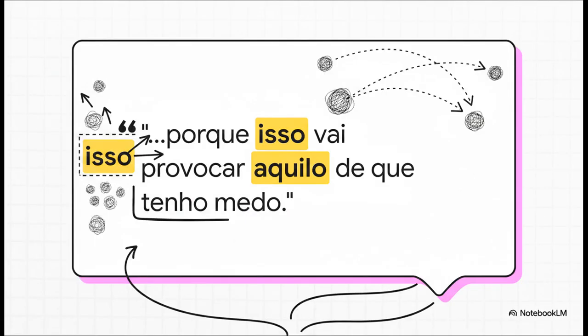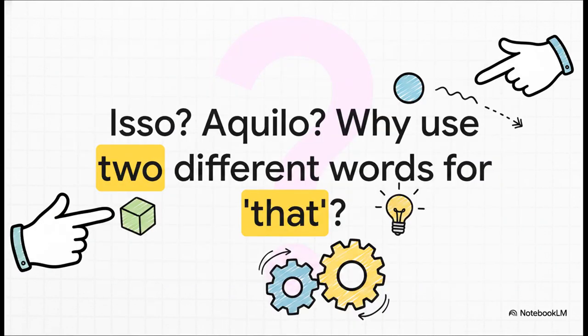So, get a load of this sentence. In English, it's pretty straightforward: that will cause that. But in Portuguese, we have "isso vai provocar aquilo." That's two totally different words for "that," right next to each other. Now, you might think that's a mistake, but no, it's actually a clue to a much deeper and, honestly, way more elegant system.